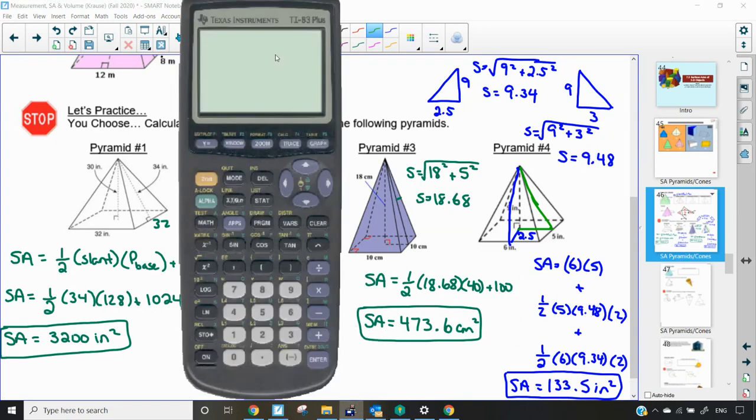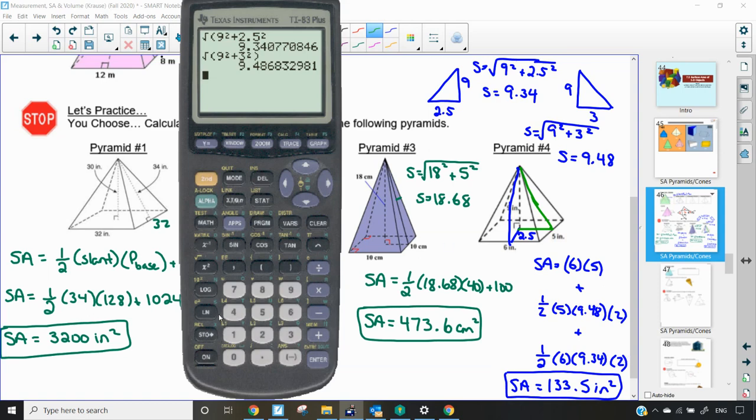And then again, if I wanted to do this on my calculator, I would start off by typing in those numbers. So second square root, 9 squared plus 2.5 squared. Because mine's an older calculator, it might be easier for me just to type out those decimals. And then 9 squared plus 3 squared. Now, setting up all of my work, I've got the area of my base, which is 6 by 5. And then I have 1/2 times 5 times my slant height of 9.48 times 2. Because I know these cancel, I might not even have to put them in my calculator. I could just put 5 times 9.48 plus 1/2 times 6 times 9.34.